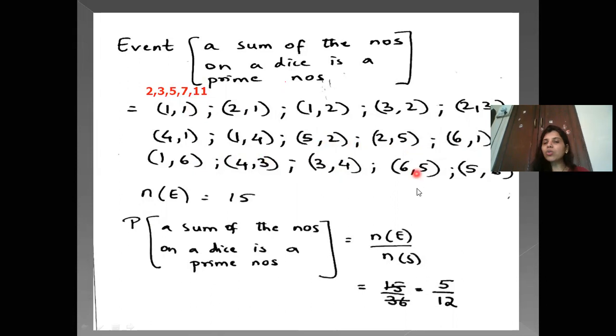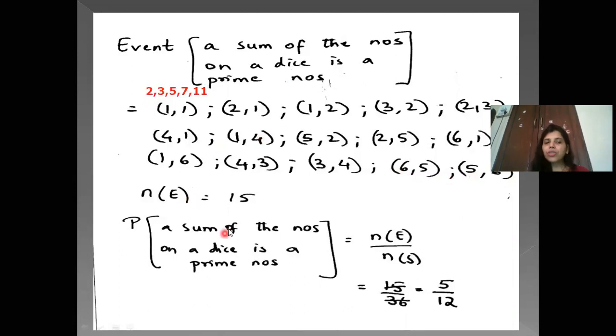Now for 11 it is only one possibility, because see 1 plus 10, 10 is not there on any of the face of the dice. Then if you take 11, 9 plus 2 for 11, even that 9 is not available. So only one possibility, 6 plus 5 and 5 plus 6.